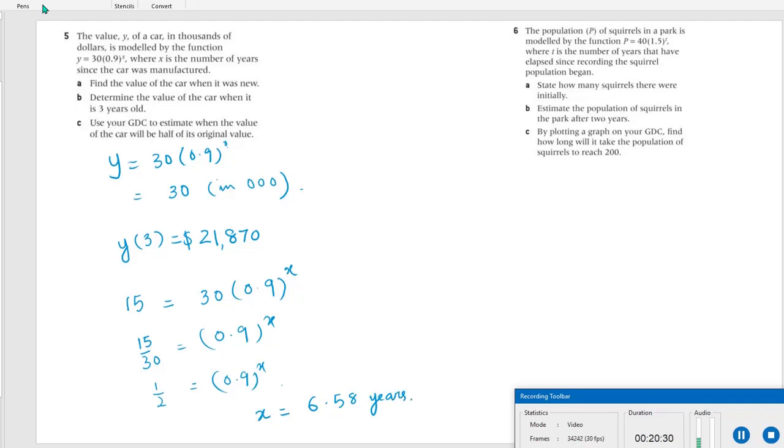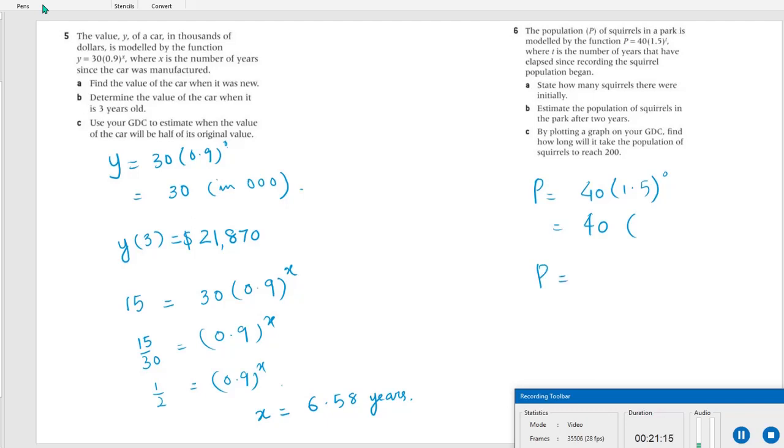The population of squirrels in a park is modeled by the function P is equal to 40 times 1.5 to the power t, where t is the number of years that have elapsed since recording the squirrel population. State how many squirrels there were initially. Putting t is equal to 0, P would be 40 because initially the time is 0. So it would be 40. No, it is not in thousands. It is 40.